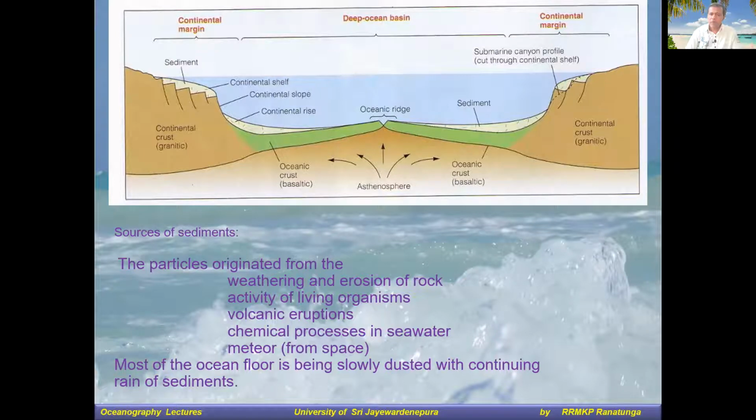The warm water or the hydrothermal vents, you remember, also produce some sediments. Other than that, we get sediment even from outer space. So these are basically where the ocean gets sediment from. That is the weathering, or erosion, of rocks.